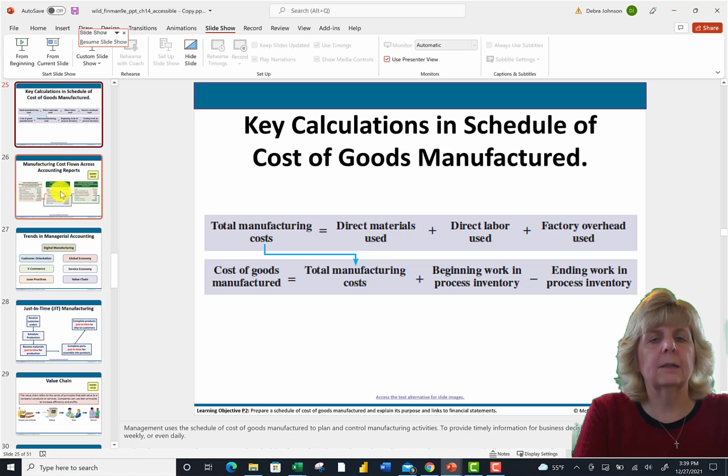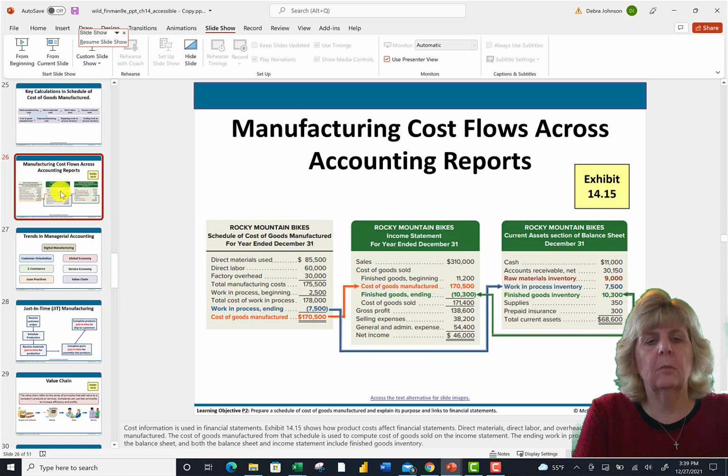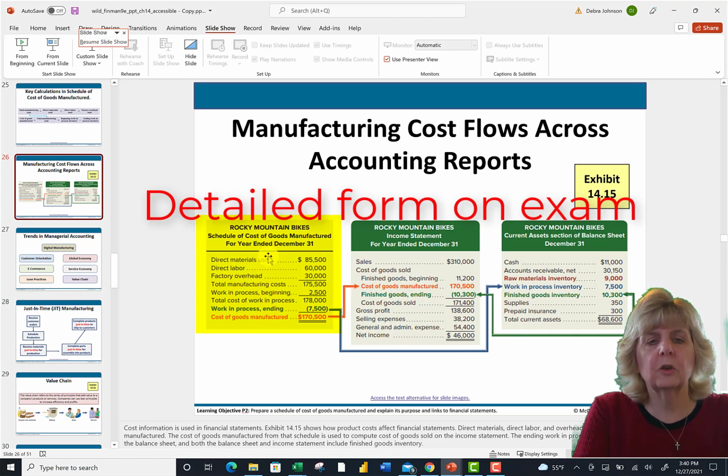Let's move on and see an example of what that statement would look like. So over here you see the schedule of costs of goods manufactured in a summarized form. And what I mean by a summarized form is the direct materials used is not itemized like we saw last time, and the factory overhead is not itemized like we saw last time. It is important to show this detail, and you will be expected to show the detail on the exam. This schedule has just been simplified for presentation purposes.